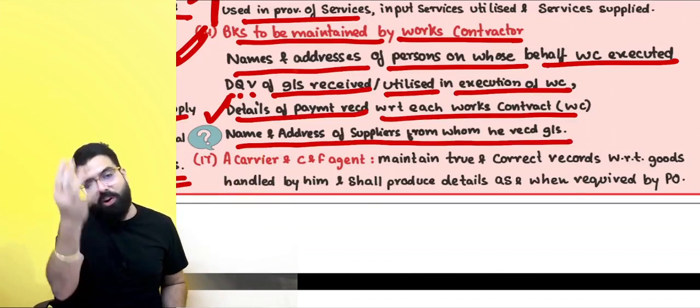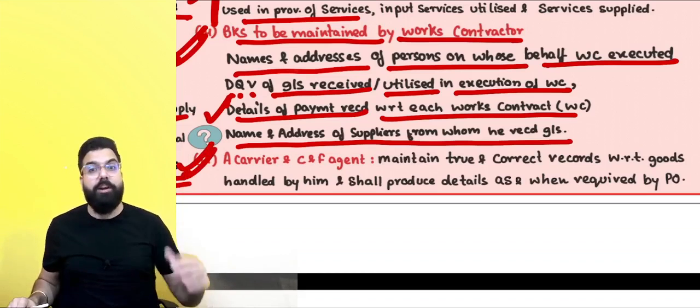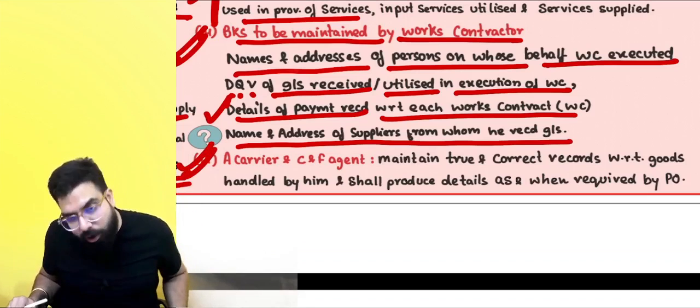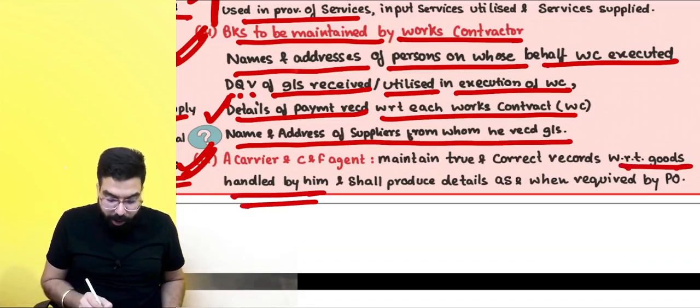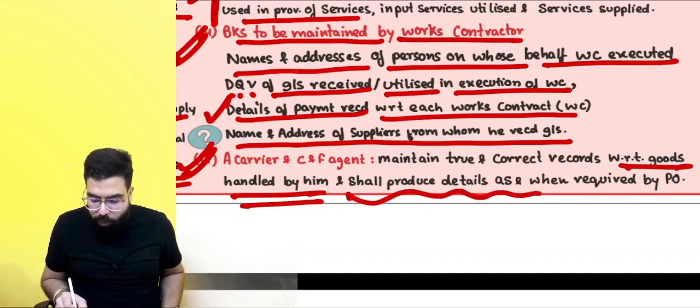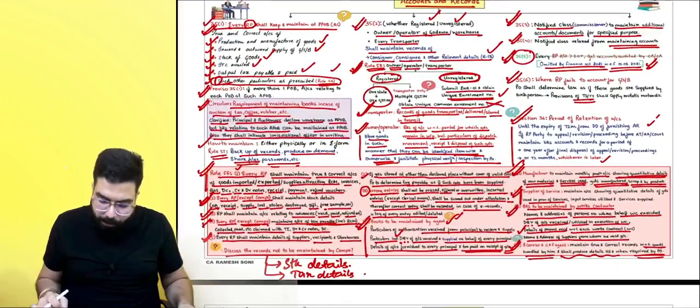Sir, if I am a C&F agent, a clearing and forwarding agent, or carrier, then what details do I have to maintain? You have to maintain true and correct records with respect to goods which you have handled, and also you have to produce these details as and when required by the proper officer.